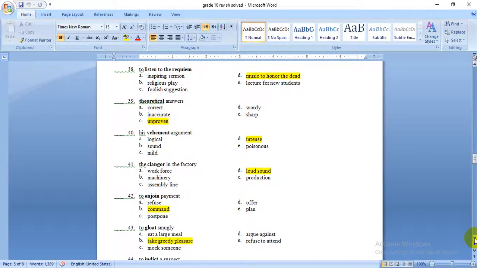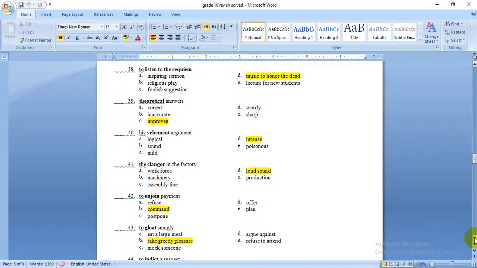38, to listen to the requiem. Inspiring sermon, religious play, foolish suggestion, music to honor the dead, lecture for new students, and the requiem is music to honor the dead. 39, theoretical answers. Correct, inaccurate, unproven, wordy, sharp, and theoretical is unproven. It's only theory. So C. 40, his vehement argument: logical, sound, mild, intense, poisonous, and the right answer is intense. So D.